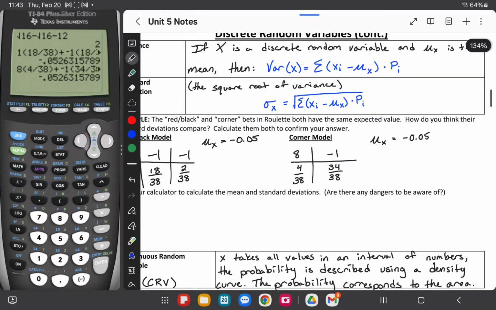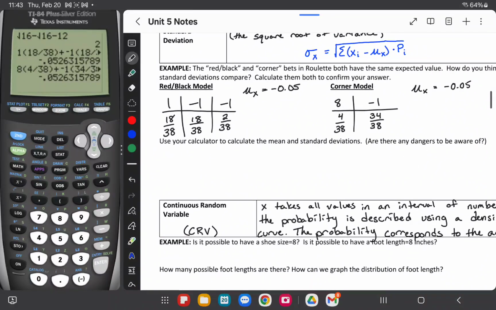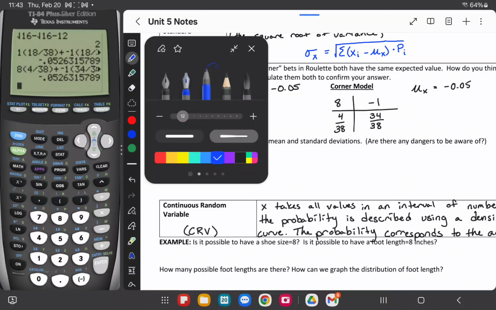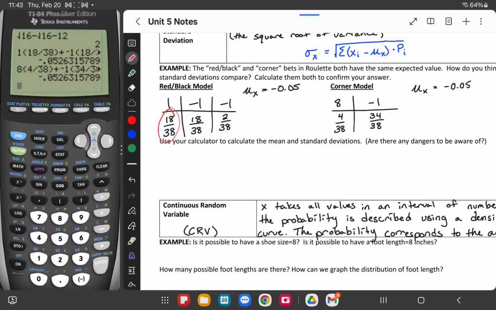Now, thinking about their standard deviations and which one is going to be larger versus smaller, when you're looking at these two, the chances that you win are slightly greater. You're going to win more often playing the red-black model just because your probability is 18 out of 38 versus 4 out of 38. Now, in the long run, we're expecting to win about the same. We're still expecting to, well, not necessarily win, but lose 5 cents on average. But looking at these two probabilities, where would we expect to have more frequent success, albeit not long-run success? Probably that red-black model.